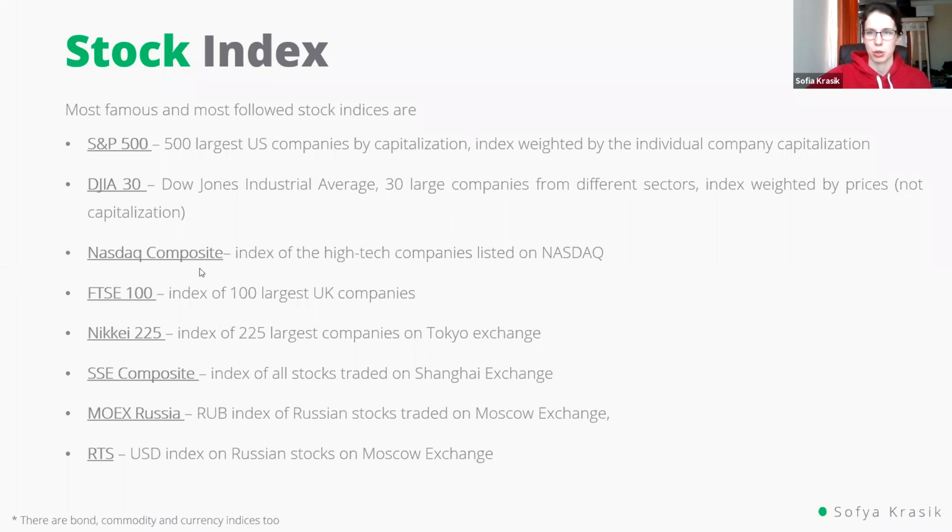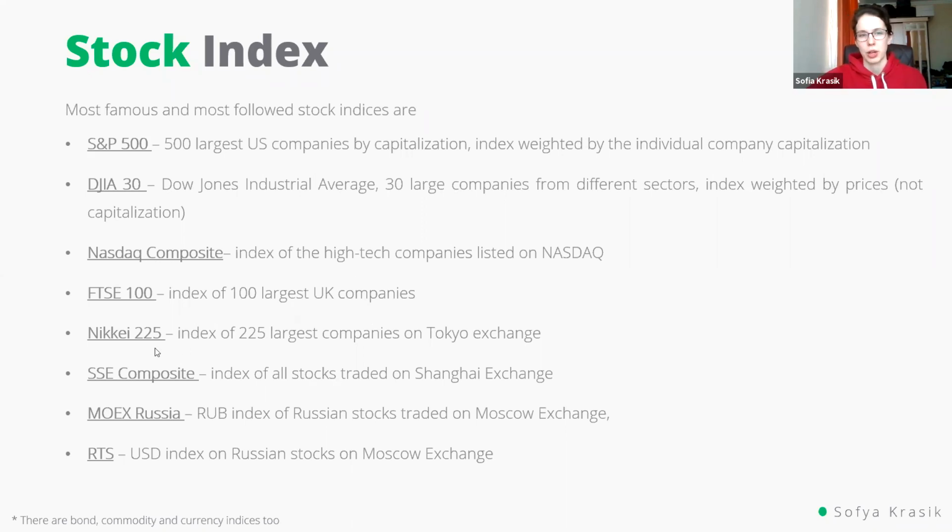Nasdaq Composite, which was I believe mentioned in the chat: Nasdaq is the name of an exchange. Usually it's associated with high-tech companies, and so Nasdaq Composite is an index of high-tech companies listed on this particular exchange. FTSE 100 is an index of the 100 largest companies of the United Kingdom, somewhat similar to S&P 500, but just on the UK market.